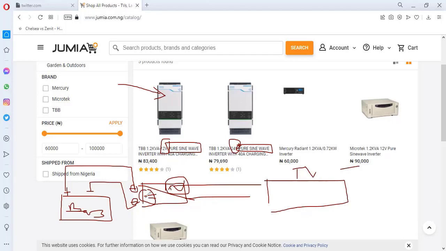So if you see an inverter with 12 volt DC input, that means the minimum battery you can use is 1. For instance, because most of the batteries, you have 12 volts. 12 volts is very common. So you can get one 12 volt battery and this inverter will work. If you get one 12 volt battery, this second inverter will not work. You will need to get 2.